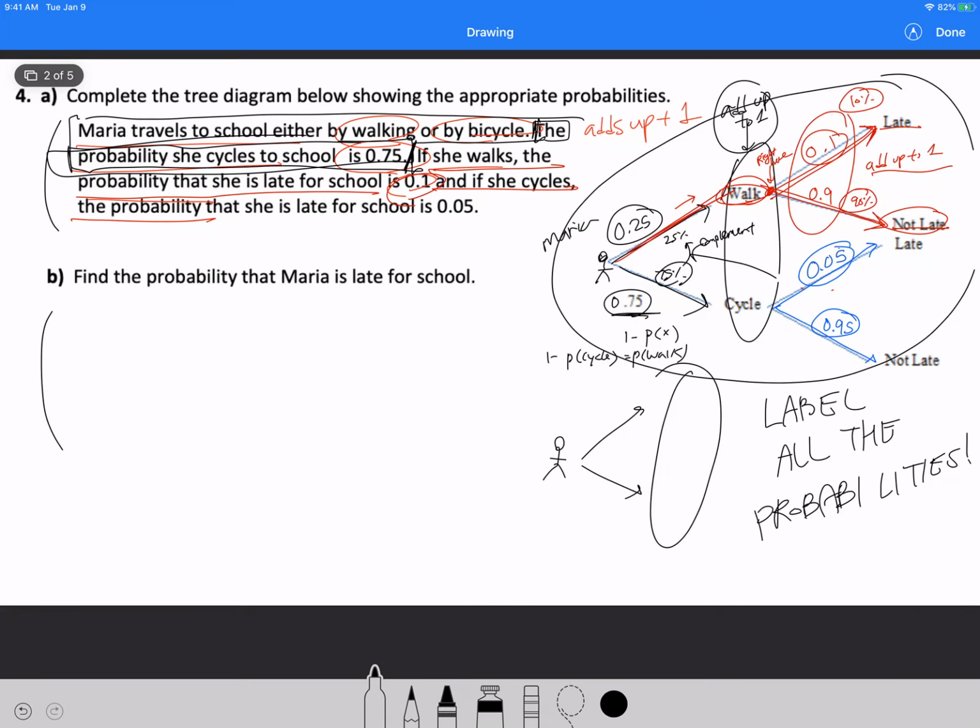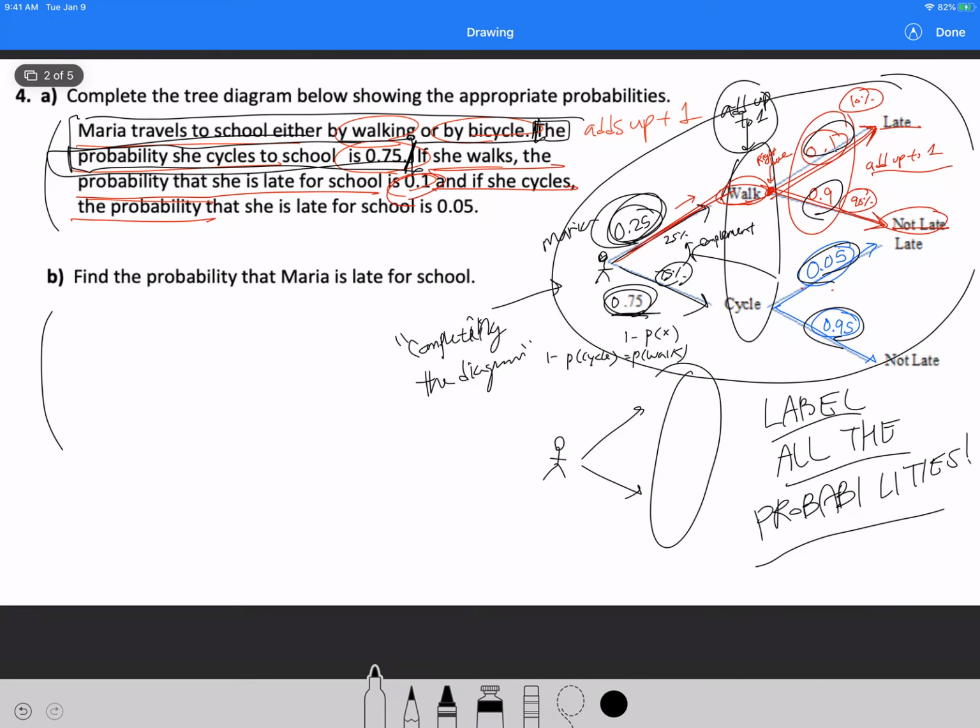So that is a question, and this is basically completing the diagram. What that basically means is to label all the probabilities and fill in the blanks. You remember in the very beginning it was just 0.75, but now everything is written down. All of these numbers, 0.25, 0.5, 0.9, 0.05, and 0.95, they all have to be written down to be considered completing the diagram. Find the probability that Maria is late for school.